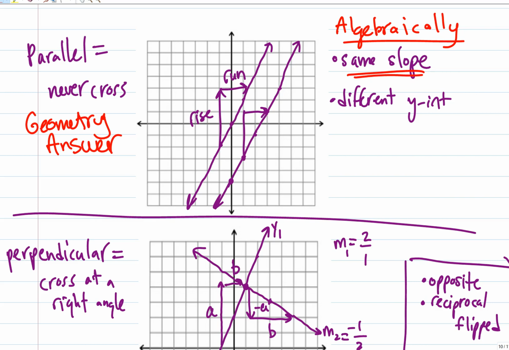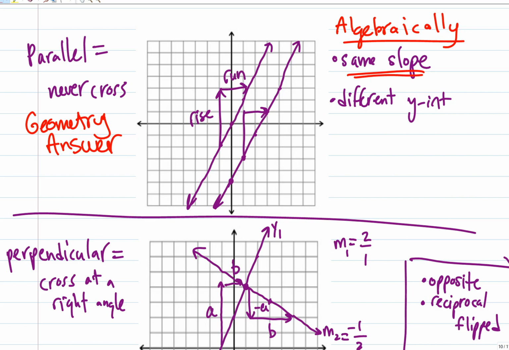Does that make sense? I'm not as big on the different Y-intercept. If they have the same Y-intercept, they'd be the same line. So that's why we technically have that. But for you guys, pretty much if I say parallel, I'm expecting you to use the same slope. Is that fair? Okay, that's the easy one. The next one's a little more complicated.